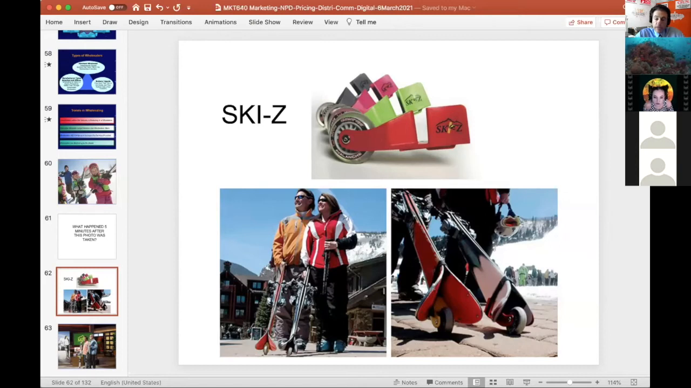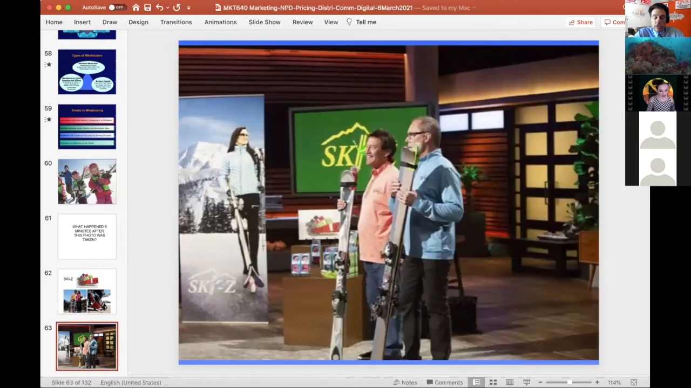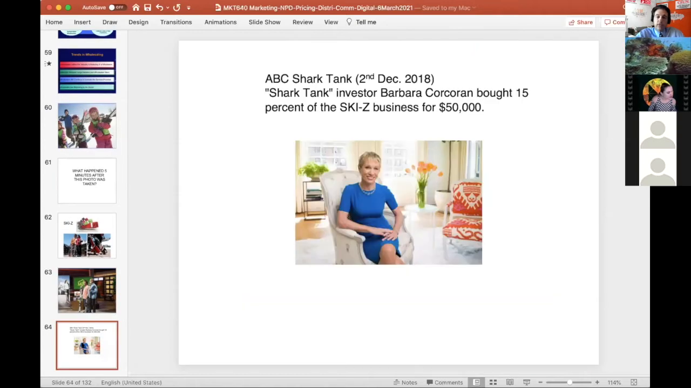And then you say, you know what, put it on TikTok, because that's what everybody says, TikTok, TikTok, but there's not just TikTok in the world. So you go pitch it to investors. So that's what these people did. They went to pitch it to the sharks, and they went to Shark Tank and pitched skis. And then what happened at Shark Tank? One investor, Barbara Corcoran, gave them $50,000.